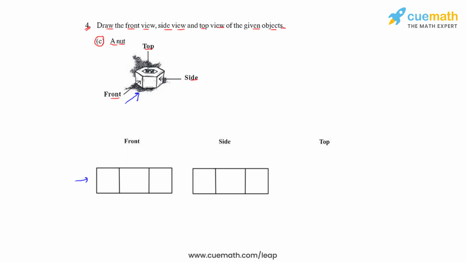As we see it from the side, we'll get the same shape as we saw from the front end. Again, if we view the nut from the top end, we'll see a shape like this where the shape appears in the form of a concentric hexagon. So these are the three views of this particular object. Let us now move on to the next object of the question.